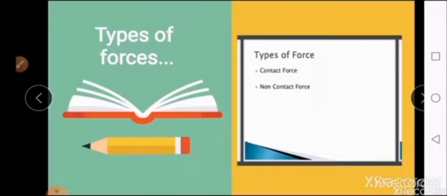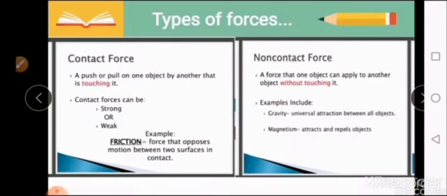Now, types of forces. You mainly have two types: contact forces and non-contact forces. Let's see what these are in short. Contact forces, as the name indicates, are when there is any physical contact between the two bodies taking part in a push or a pull. Depending upon the force you exert, it can be strong or weak. For example, friction is the opposing force existing between two surfaces.